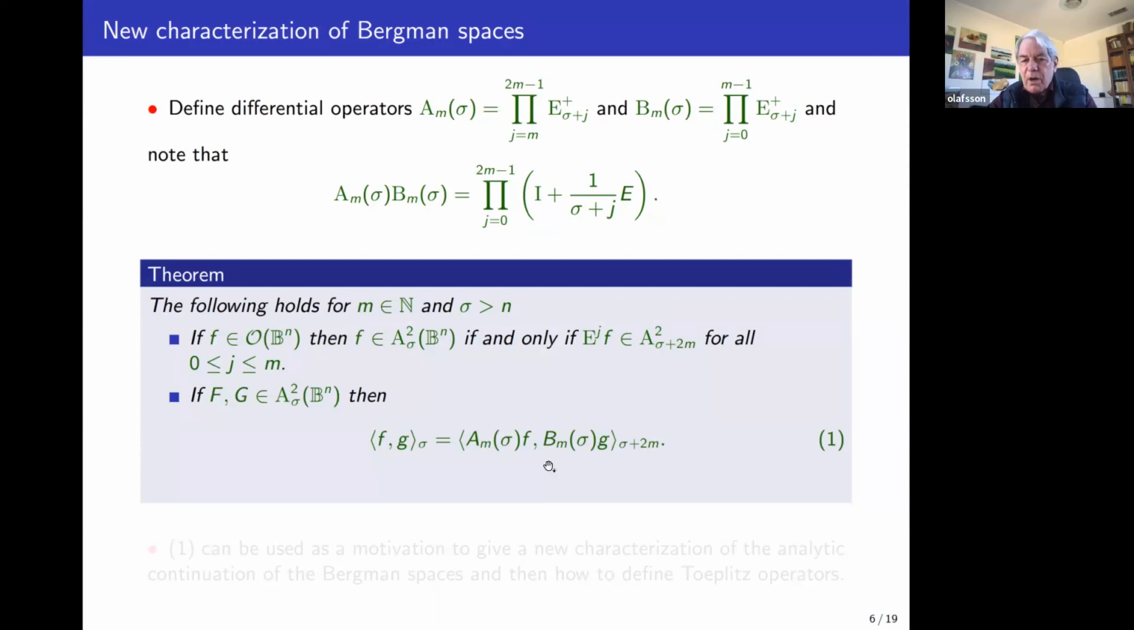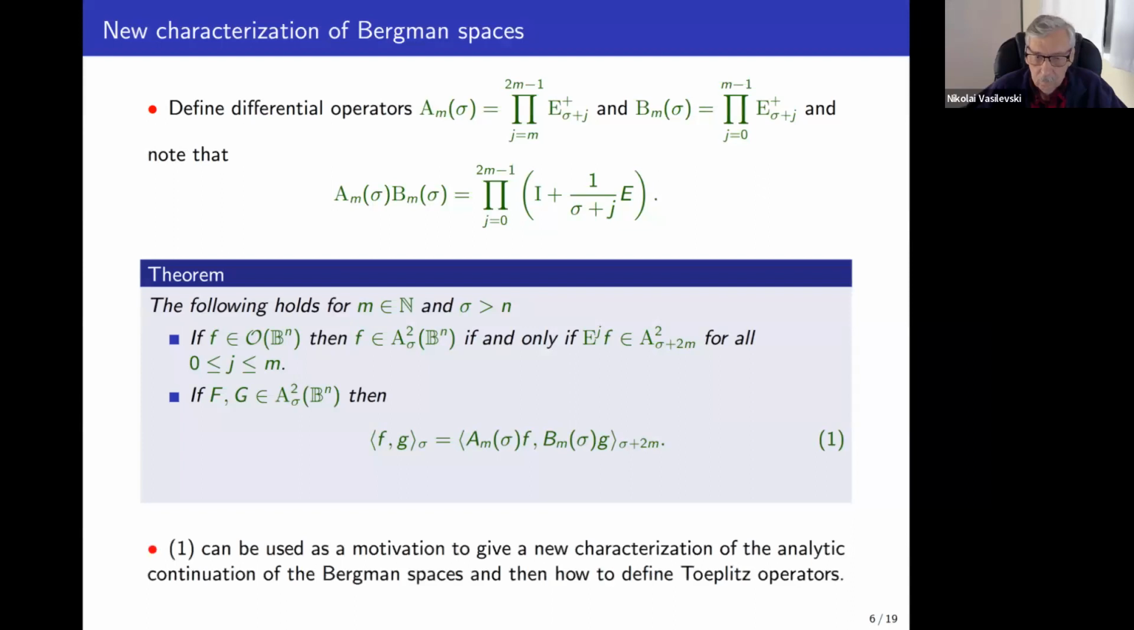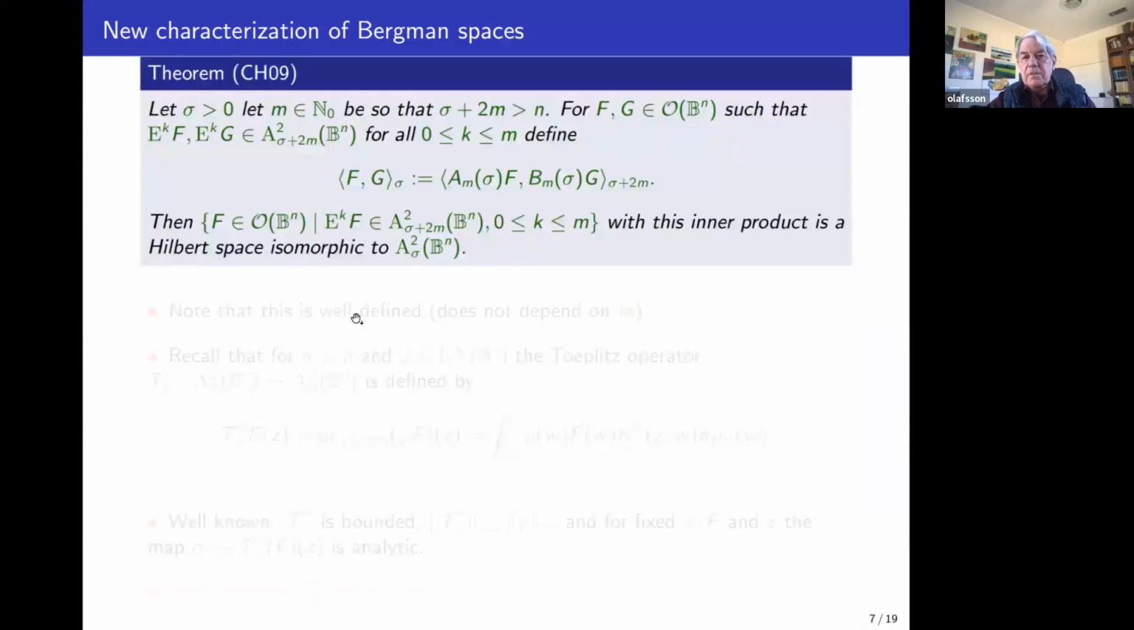And what is important is, this also tells you that it does not matter what m you actually take. It is completely independent of the m. You can take whatever m is, you will always get this because the left-hand side just stays the same. And this is then what one can use as a motivation for how to define the analytic continuation.